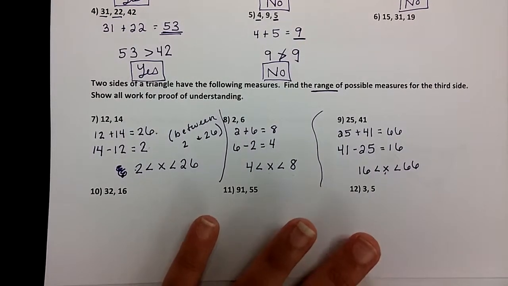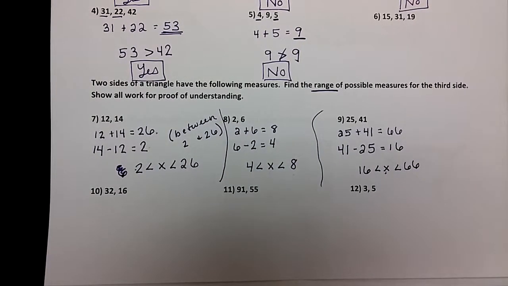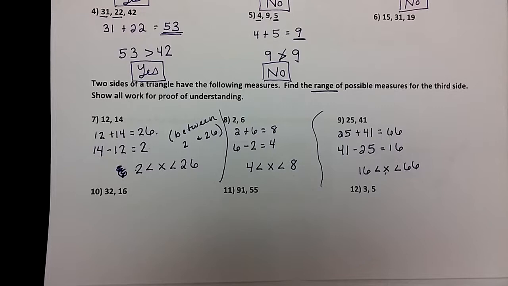So that process repeats for that section. So again, when it asks you to find a range of possible sides, you want to see what possible side lengths could be the third side of the triangle when they give you the first two side lengths.